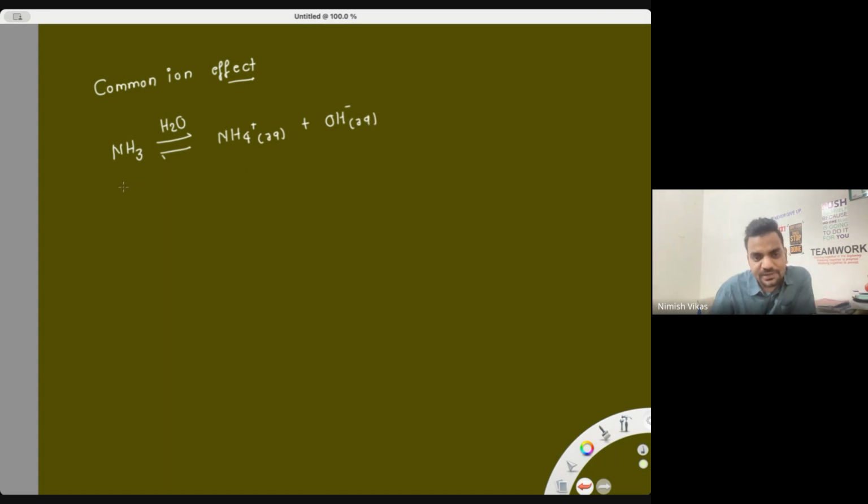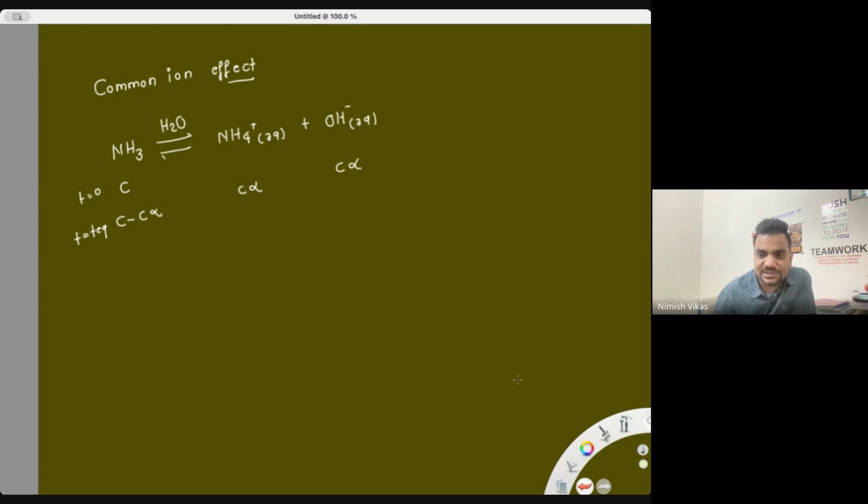So if we start with, let's say, C mole per liter ammonia, this will be C minus C alpha. Ammonium will be C alpha and OH minus ion will also be C alpha. So being a weak electrolyte, we will get very small concentration of ammonium ion. C alpha is a small number with respect to C. Ammonia is a weak electrolyte. It has hardly dissociated.